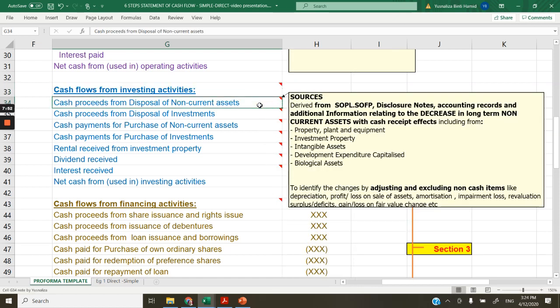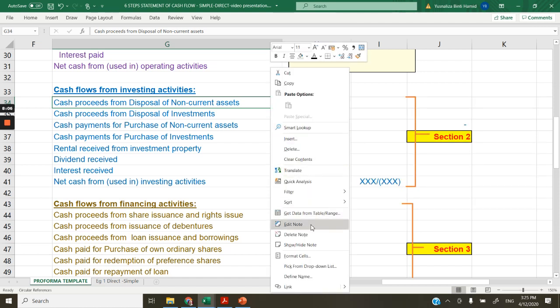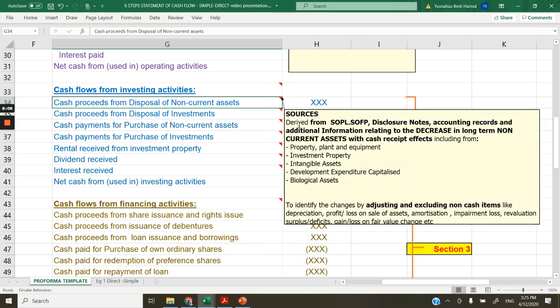Okay, the first one, cash proceed from disposal of non-current asset. Disposal of non-current asset here is normally derived from your statement of profit or loss, your statement of financial position, maybe some disclosure notes to the account, or any accounting records or any additional information relating to the decrease in the long-term non-current asset that has cash receipt effects. This is relating to items like cash proceeds from property, plant and equipment. So you're going to have a row here.